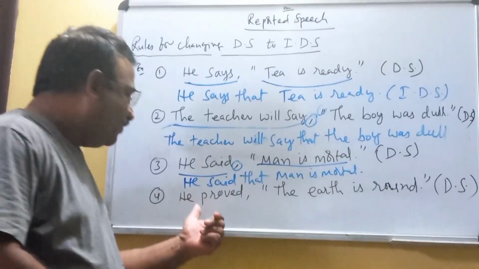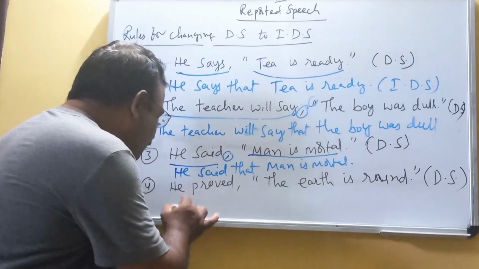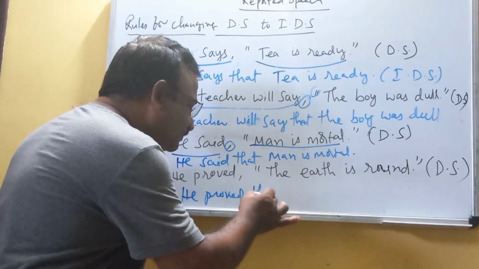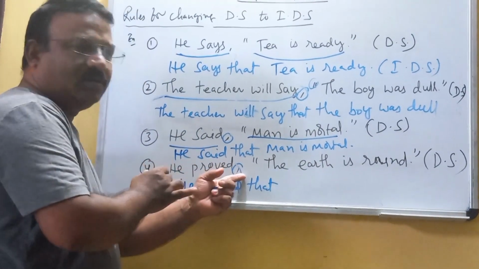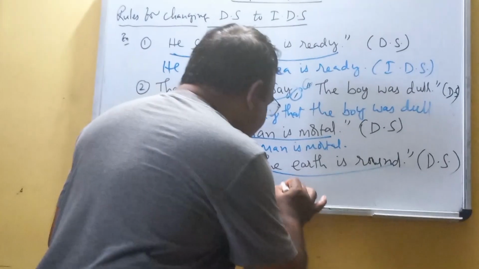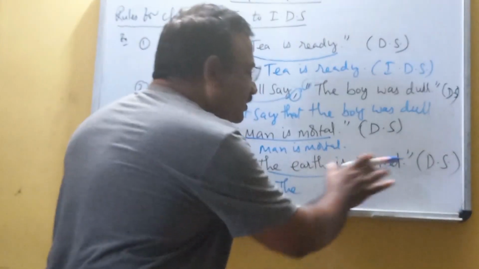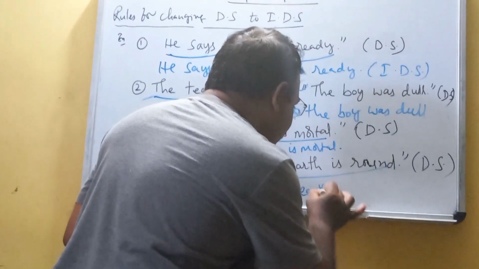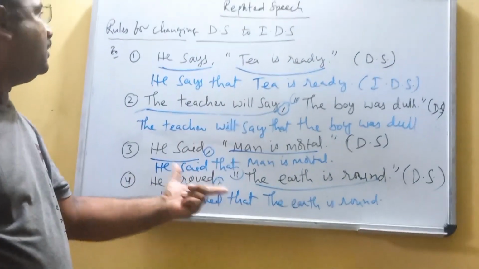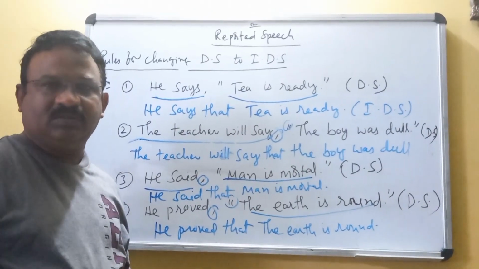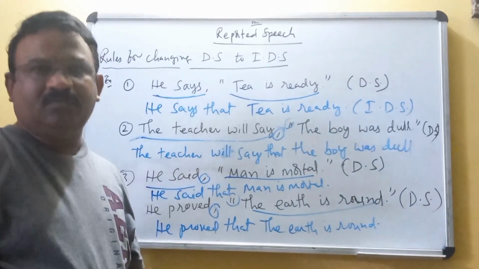Understand? And one more thing: he proved that the earth is round. Again remove the comma and remove the inverted commas. So this part will be unchanged. This is all about the rule. I hope you understand.